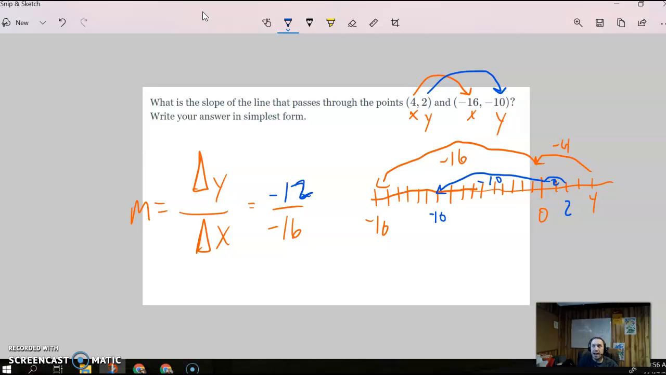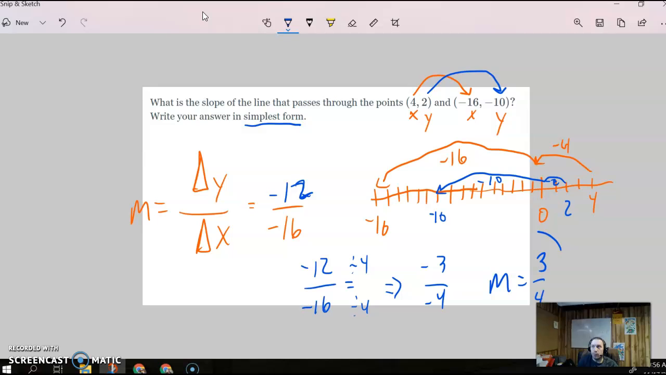Well, this fraction is not in simplest form, and that's what we have to do. So how do I get -12 over -16 to simplest form? Well, I reduce it. I find the greatest common factor that goes into both. 4 goes into 12, 4 goes into 16. So if I divide both the top and the bottom by 4, I get -3 over -4. A negative divided by a negative is positive, so my slope is 3/4. That was a tough one. Review it. Here we go, the next problem.